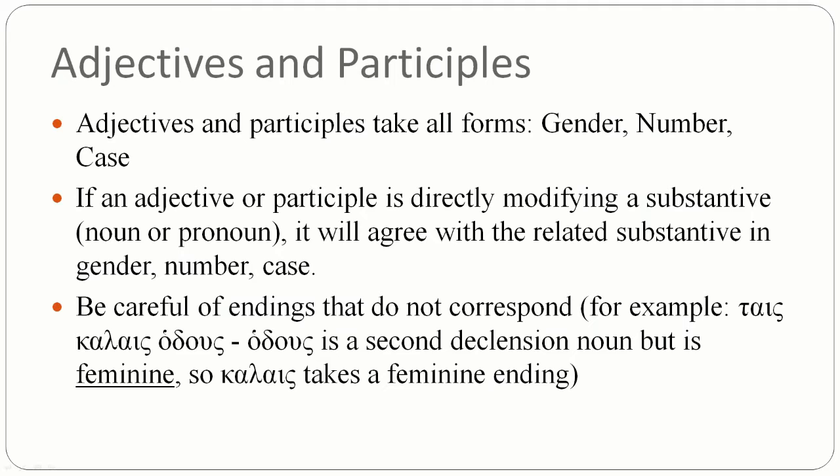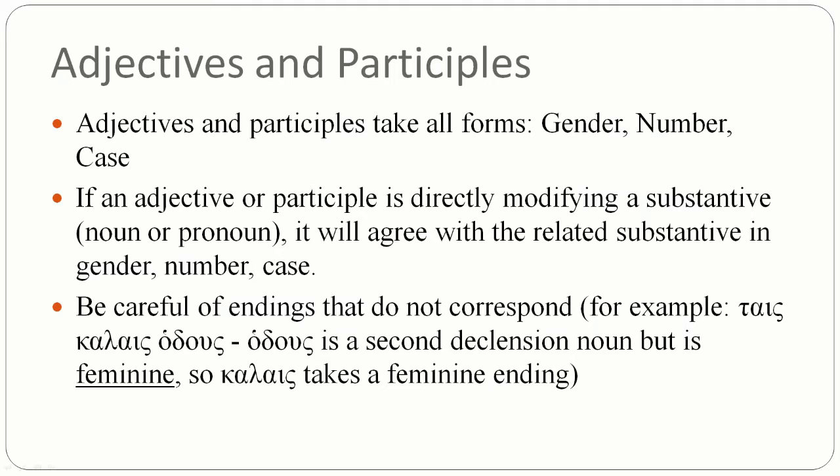As noted here, there are some times when you will have an adjective that is attached to a noun or a pronoun or something else, and the endings will not correspond. And so at first glance it doesn't look like they're related. Here's an example: tais, kalais, hadus. The beautiful roads.